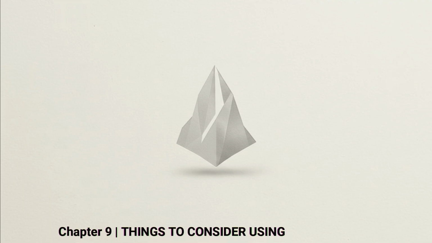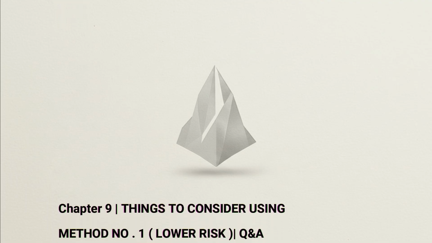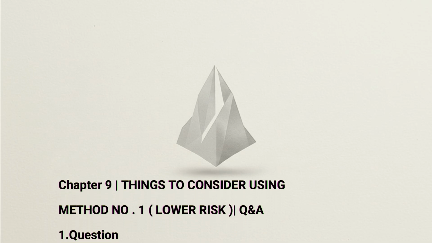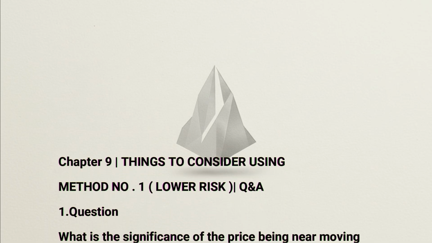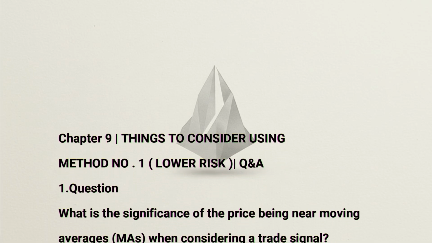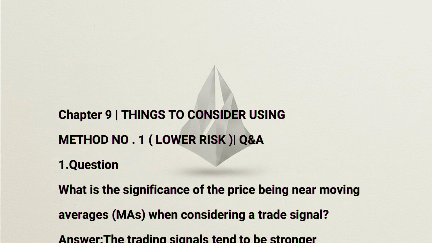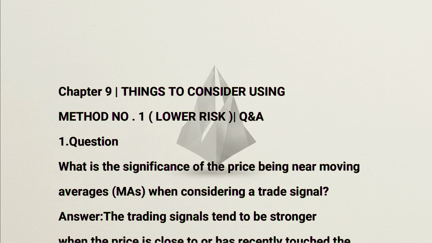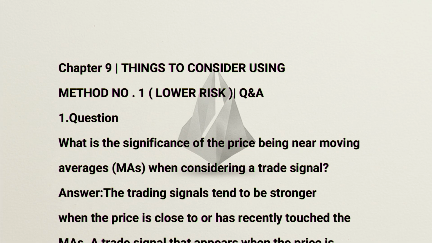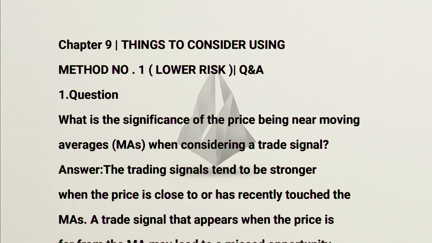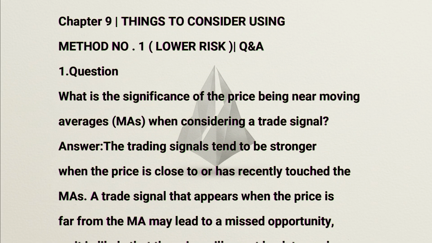Chapter 9. Things to consider using method No. 1. Lower risk Q&A. Question. What is the significance of the price being near moving averages, MAs, when considering a trade signal? Answer. The trading signals tend to be stronger when the price is close to or has recently touched the MAs.